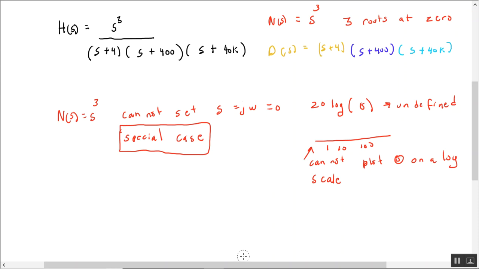Let's do a video on a Bode plot of a high-pass filter, which is a special case because the root is at 0, and in this case we have 3 roots at 0. You don't really have a starting value, because 20 log of 0 is undefined, and you can't plot 0 on a log scale. So there's no flat point at a low frequency that you can take as a baseline and then start plotting from there. All right, so that is kind of a special case.